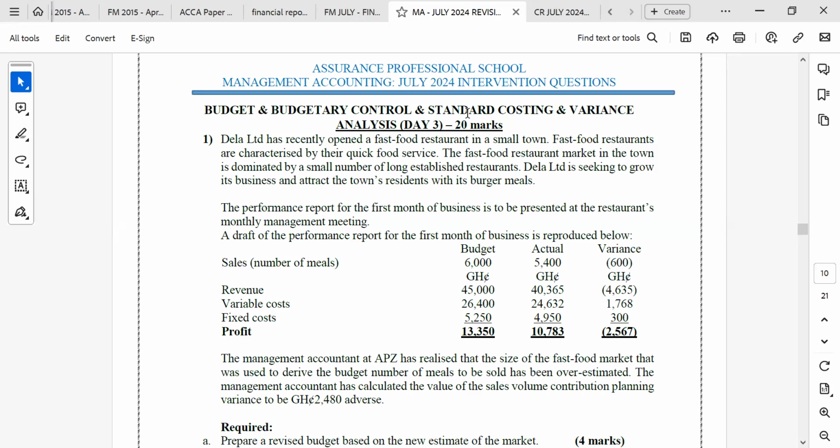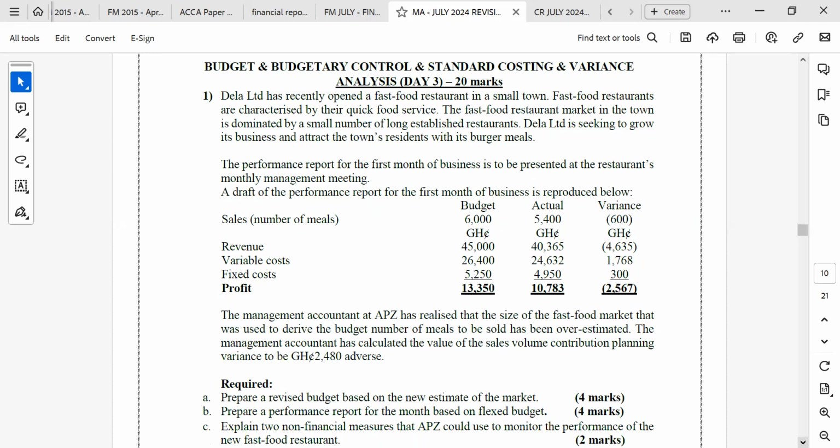So we have sales, number of meals, revenue, variable costs, fixed cost, profit. The management accountant at APZ has realized that the size of the fast food market that was used to drive the budget number of meals to be sold has been overestimated. The management accountant has calculated the value of the sales volume contribution planning variance to be 2,480 adverse. Required.